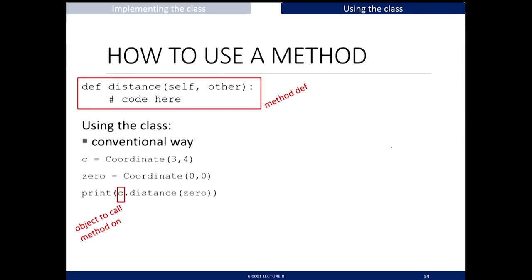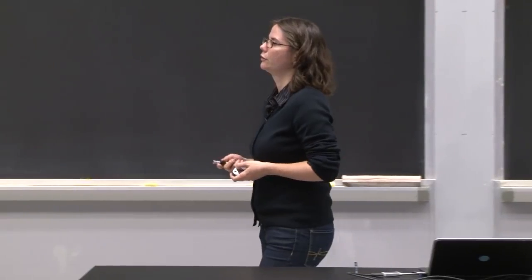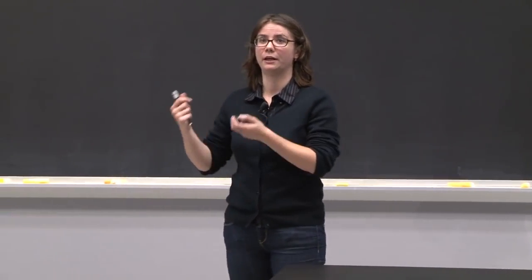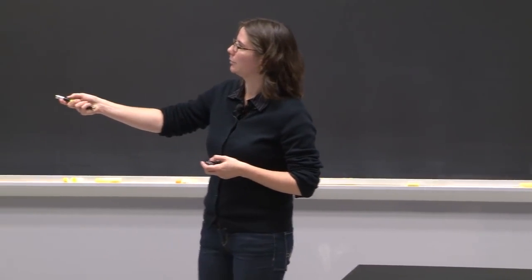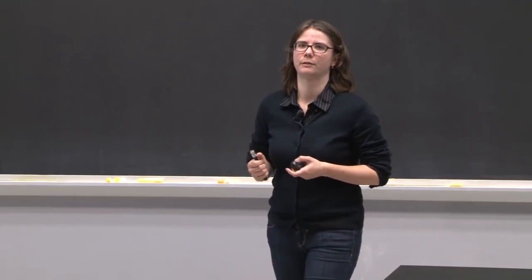So Python says this object c is of type coordinate. It's going to look up the class coordinate that you defined. It's going to find this method called distance. And then it's going to ask, what parameters does it take? So it takes another parameter, for the other. And then in the parentheses, I just have to give it this other parameter.